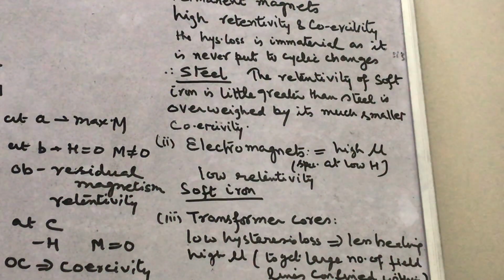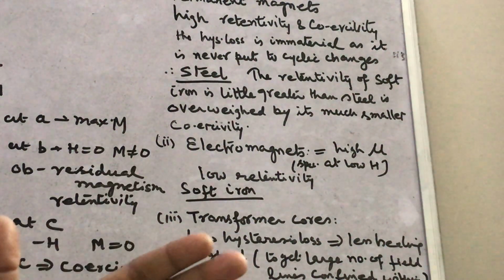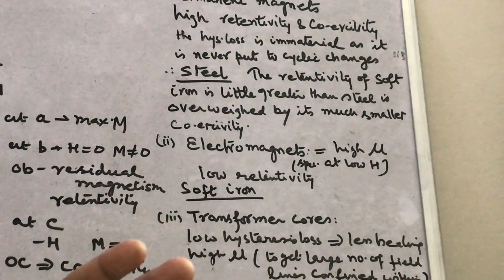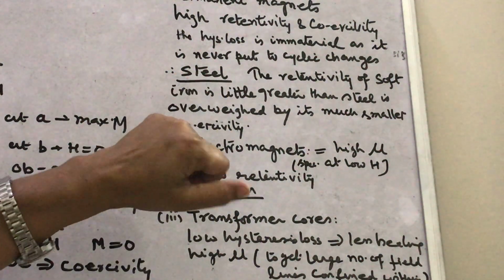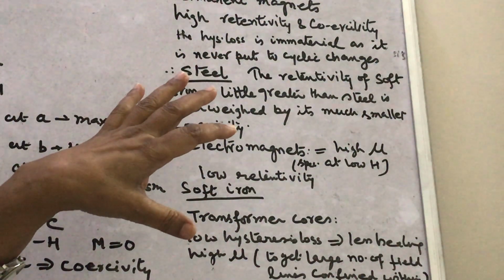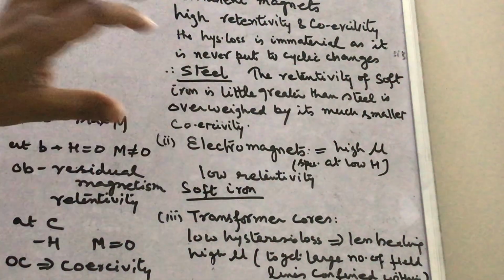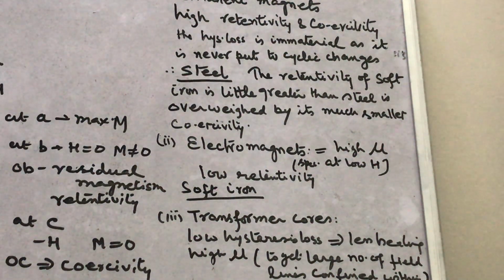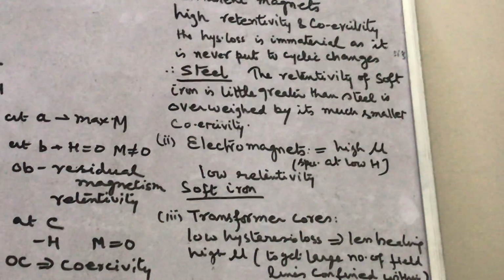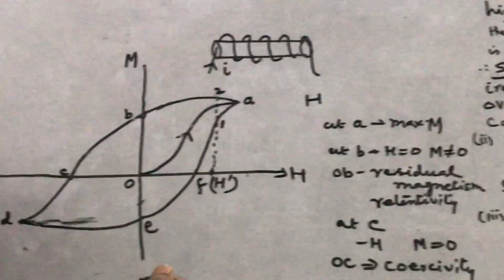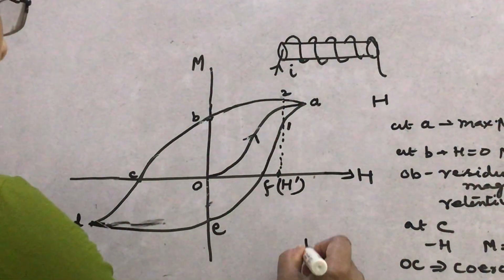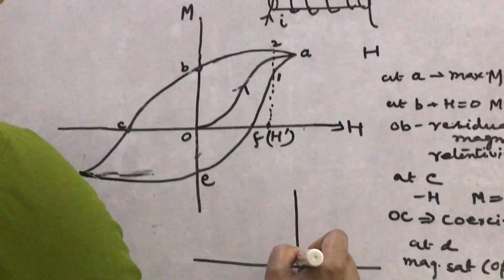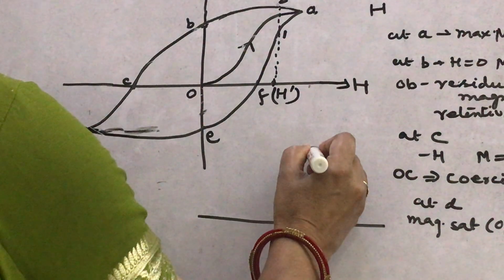And what are the substances? Alnico, lodestone, which is naturally occurring, and cobalt steel. What about the steel? The retentivity of soft iron is a little greater than that of steel. It has been observed, look, that for soft iron, if you draw the curve, I am making the curve for soft iron, then this curve is like this.